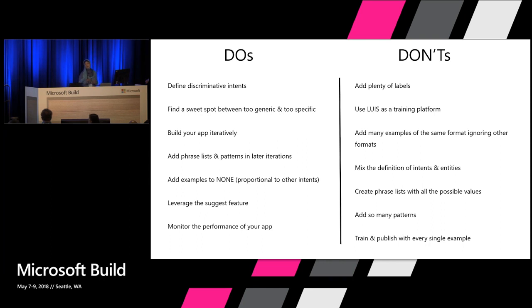Again, back to the first point, you need to build your app iteratively. There's no way you can avoid that. You need to keep improving your application. Keep a blind test set all the time so that you can see how your application is performing, because you need to improve based on the performance of your application on that test set. Your test set might evolve over time based on the feedback that you're getting on the endpoint based on the real traffic, right? So you need to adapt your test set to reflect the real distribution of your real traffic. Add phrase lists and patterns in later iterations, as I mentioned.